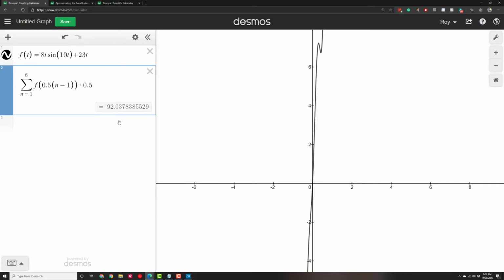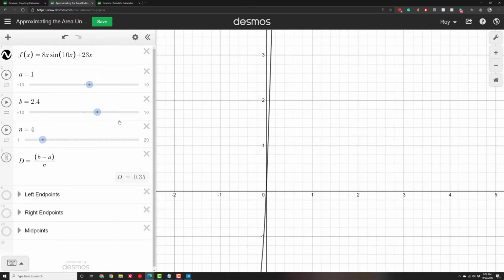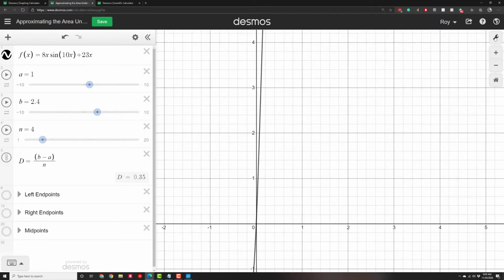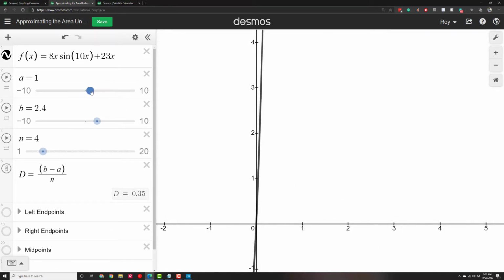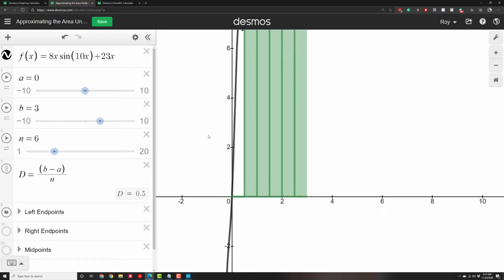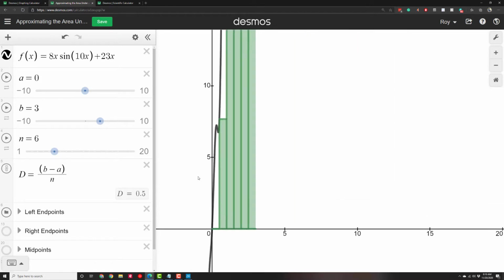Another thing I want to showcase here is the little coding that I did earlier. I'm going to turn off the grid here so we don't have to deal with that. And this was the link that I provided in a previous video. We're going from time 0 and we're going to go all the way up to time 3. So let me do that. And we're doing 6 slices and we're doing left edge points. So let me zoom out and see what this looks like.